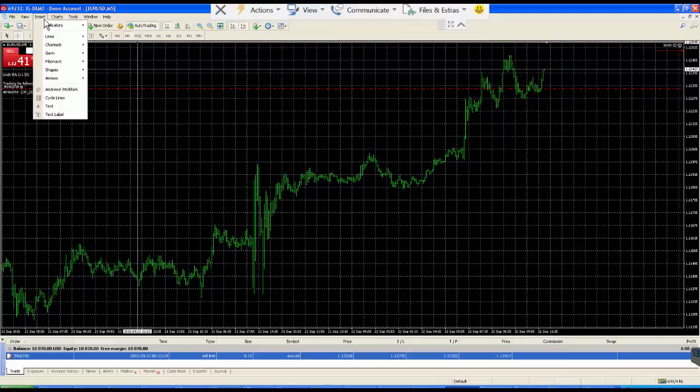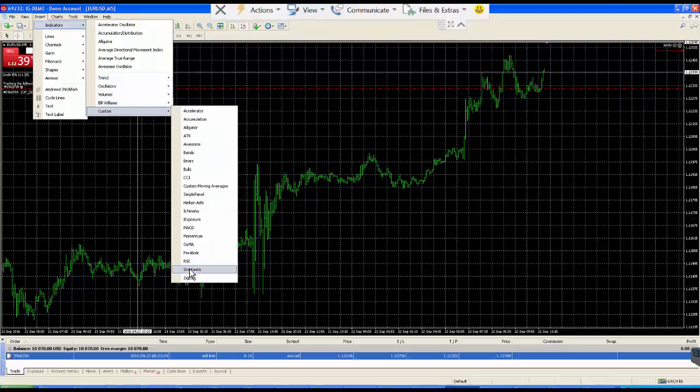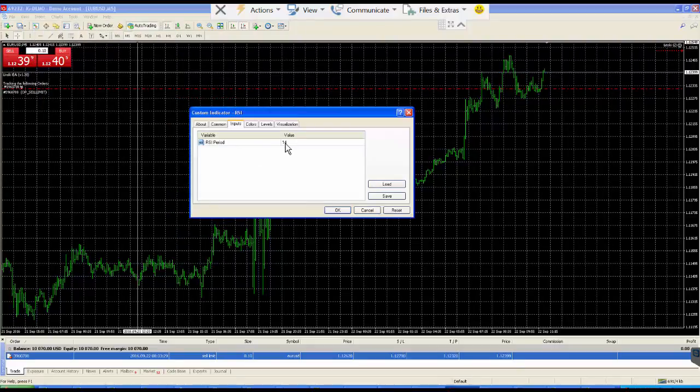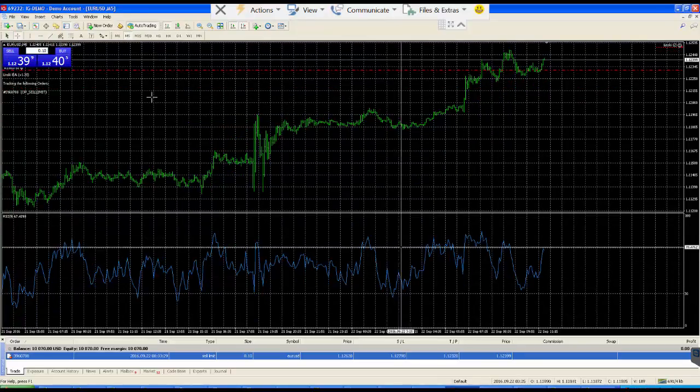So let's do it. Insert indicator, choose custom, RSI, and change the value to 9. It's by default 14. There is a slight difference. I prefer 9. Click OK, and you just created your RSI line chart.